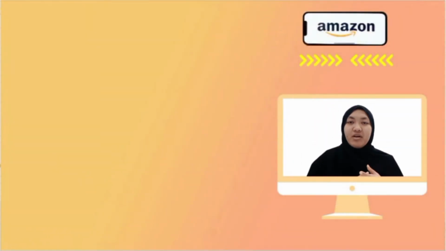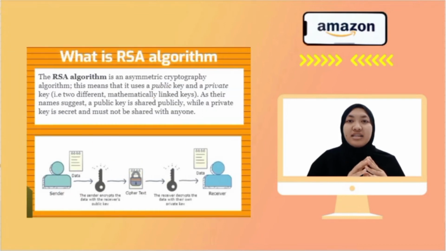Next, I will present the RSA algorithm. Okay, what is the RSA algorithm? The RSA algorithm is an asymmetric cryptography algorithm. This means that it uses a public key and a private key, 2 different mathematically linked keys. As their names suggest, a public key is shared publicly, while a private key is secret and must not be shared with anyone.